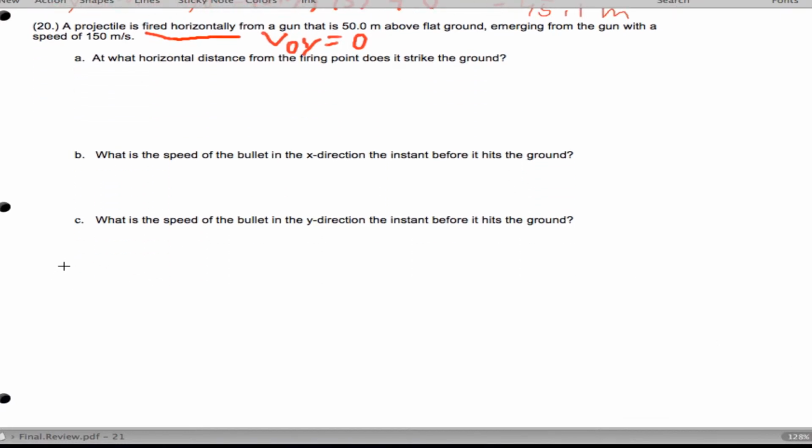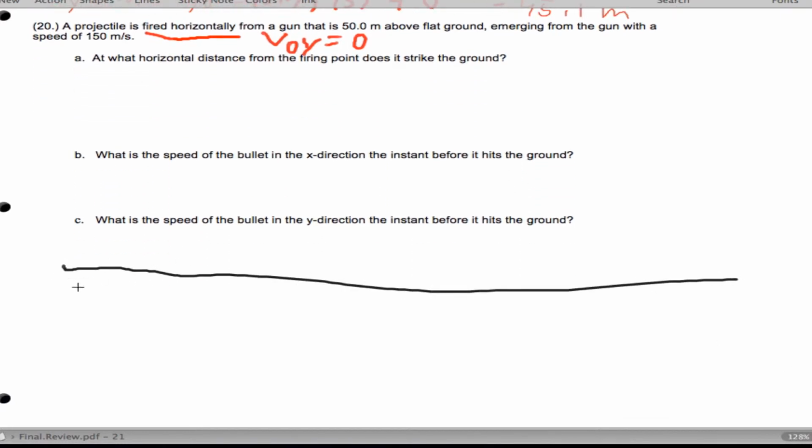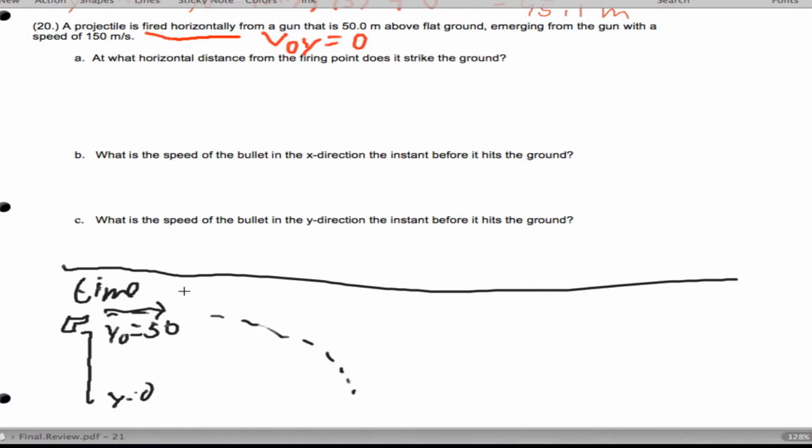I'm going to first start by getting the time. And here's what I mean. So I'm going to go ahead and get the time that it takes for this bullet to fall. Let me just draw a little picture. So here's a gun, and we have y naught is 50. We have y equals 0. We fire this bullet, and the speed it emerges at is v naught x equals 150 meters per second. V naught y equals 0.